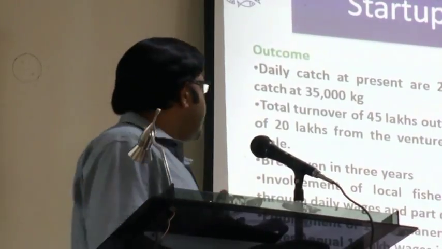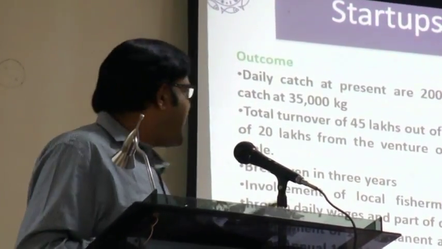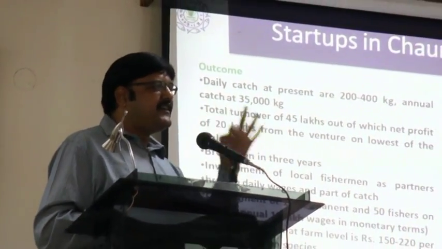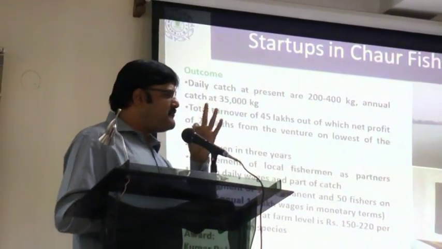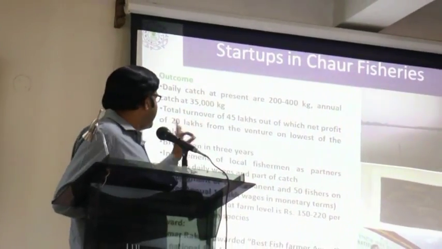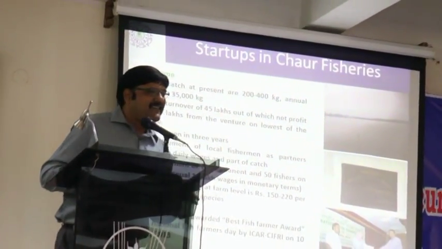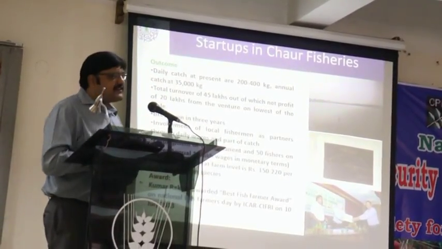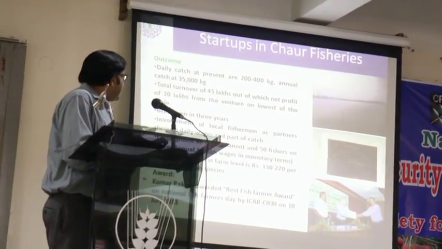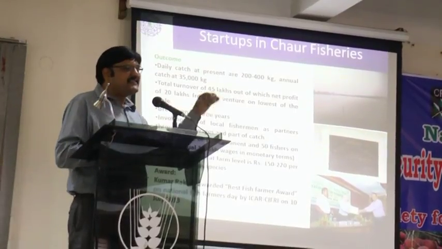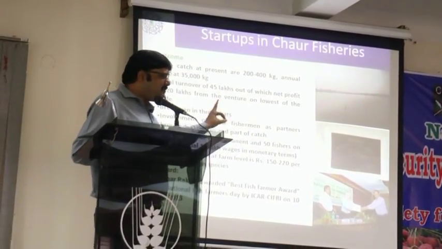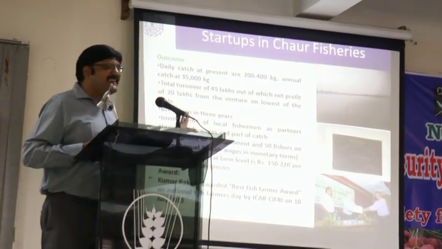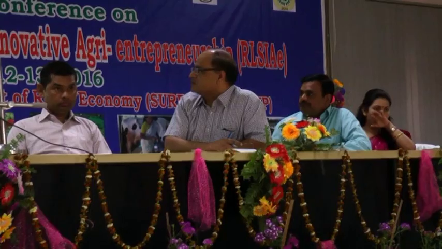Daily catch is 200 to 400 kg. Annual catch is 35,000 kg. And just imagine, 110 rupees net profit per kg, and 35,000 kg is the total production. You just imagine what the total income is. Total turnover is 45 lakhs and net profit 20 lakhs. This is the minimum of the base scale. I am putting it at the minimum of the scale; actually, it will be more than 20 lakhs.